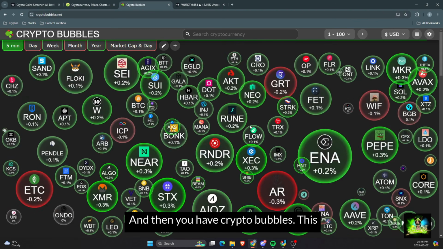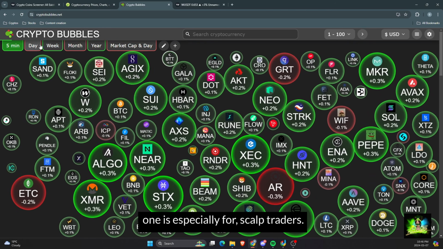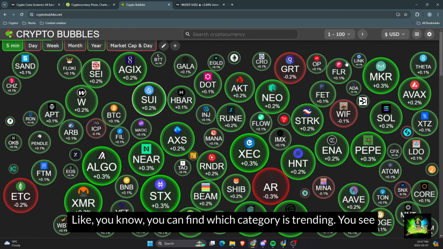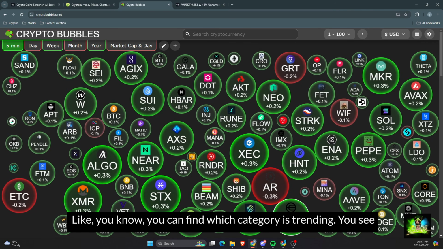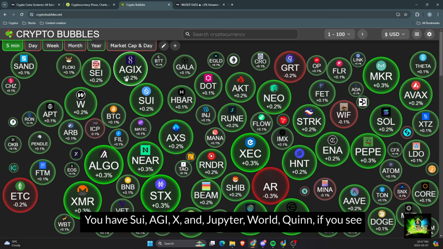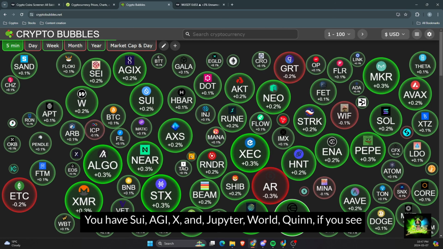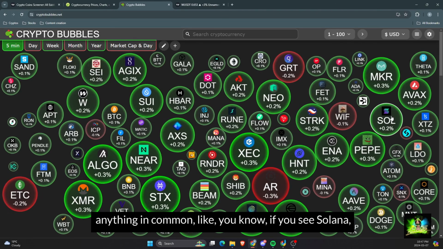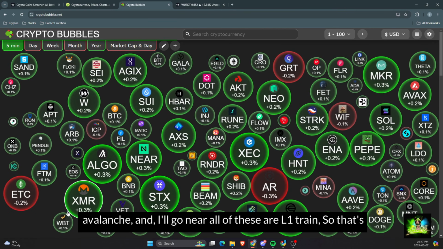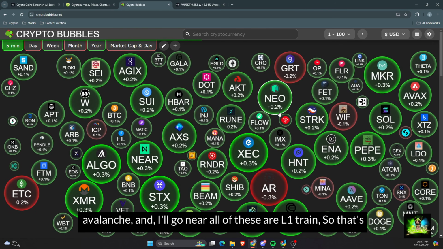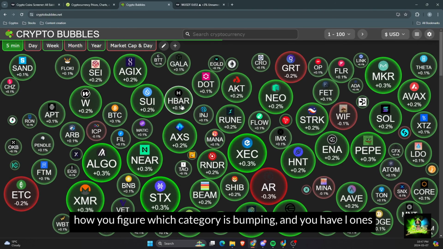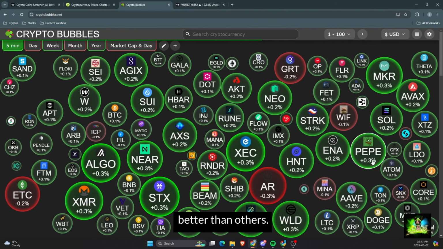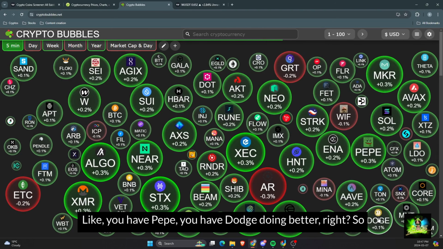And then you have Crypto Bubbles. This one is especially for scalp traders. Go to the 5 minutes and see which one is trending. Like, you can find which category is trending. You see the big rounds. See, you have SUI, AGIX, Sand, Twitter, World, Coin, ENA. If you see anything in common, like, if you see Solana, Avalanche, and Algo, Near, all of these are L1s, right? So that's how you figure which category is pumping, and you have L1s doing better than others, and then you have meme coins doing better than others, like you have Pepe, you have Doge doing better, right?